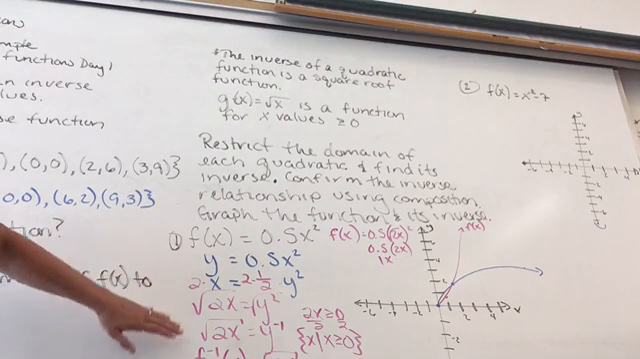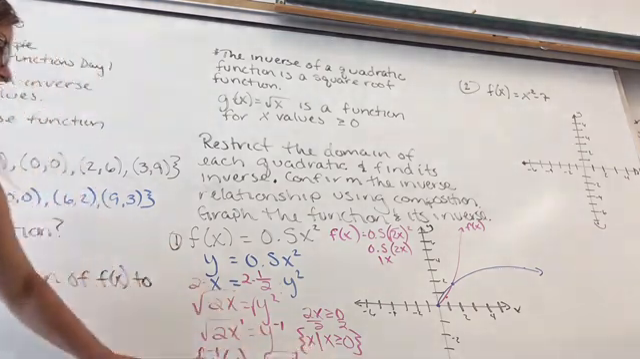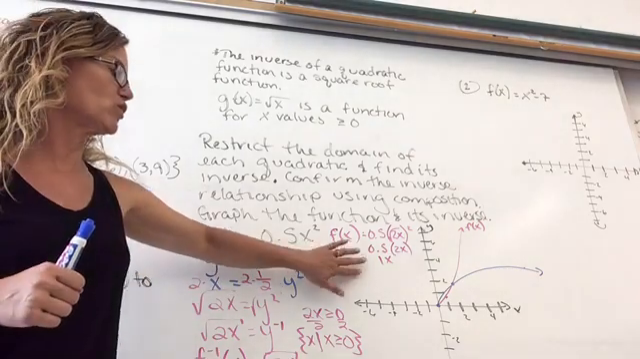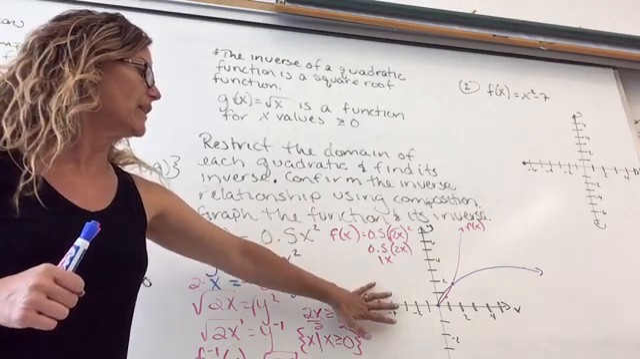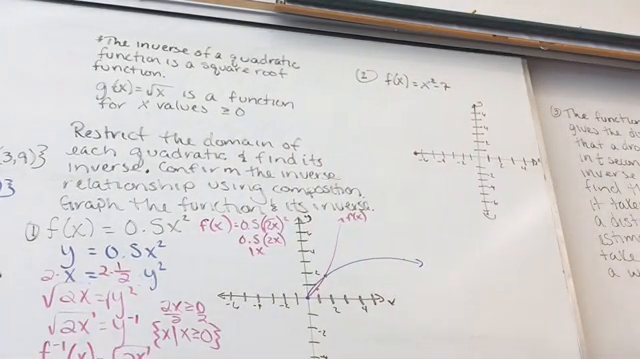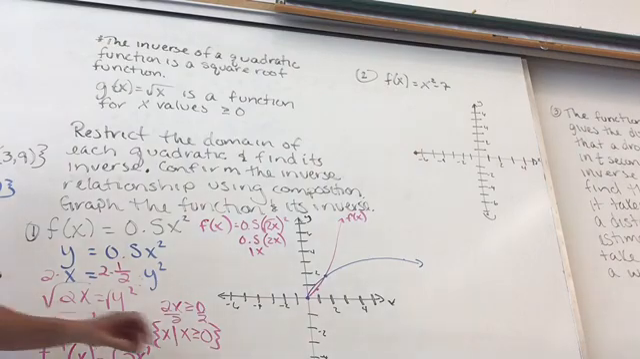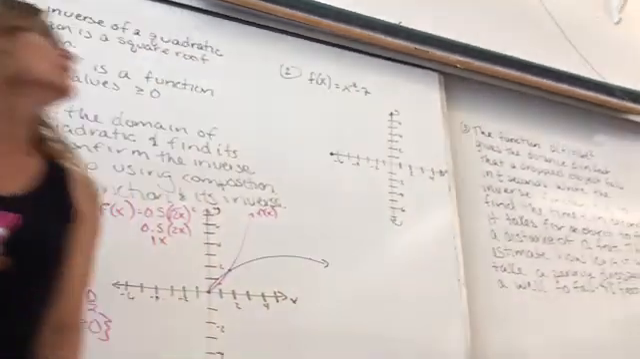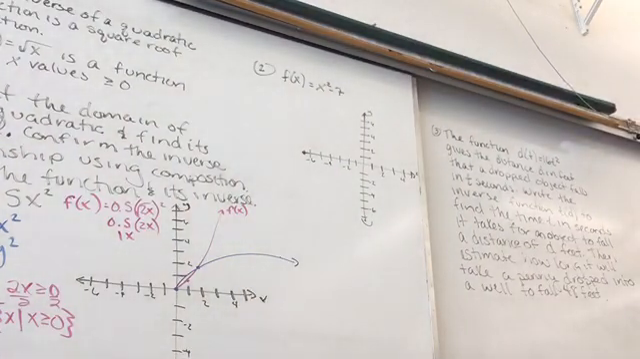So we have our restricted domain. We have our inverse. We did the composition to show that they're equal. And then we graphed both functions. So now let's look at this one. It's a little bit more unique to it, because it's x squared minus 7.